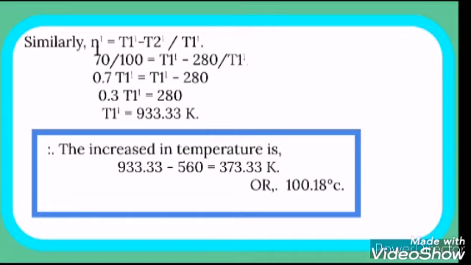We know that by subtracting T1 from T1 dash, we get the increase in temperature, or the change in temperature. Hence, 933.33 minus 560 is equal to 373.33 Kelvin, or in degrees Celsius, that is 100.18 degrees Celsius.